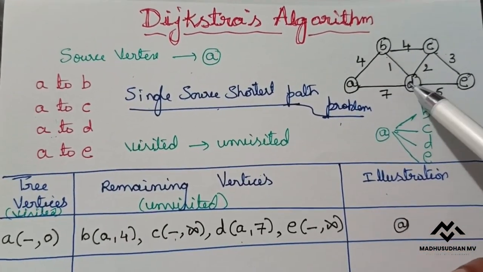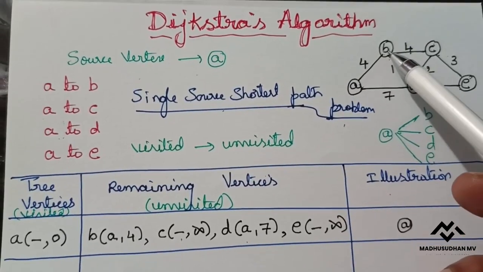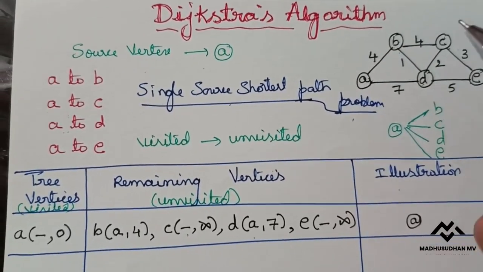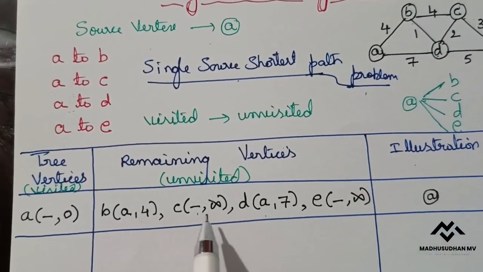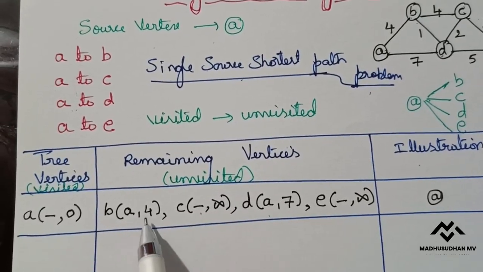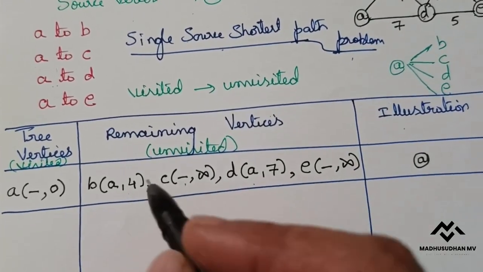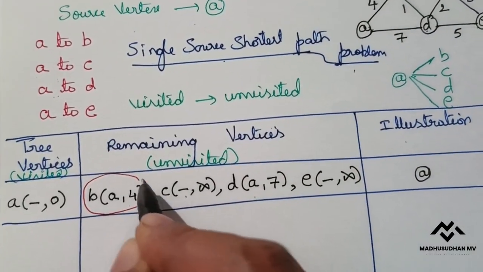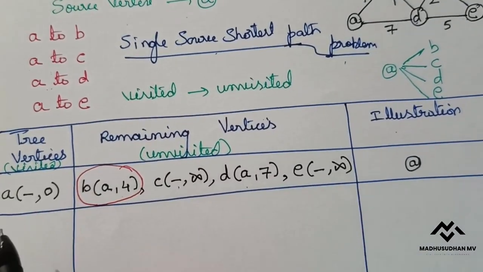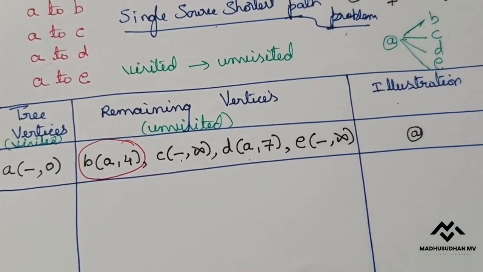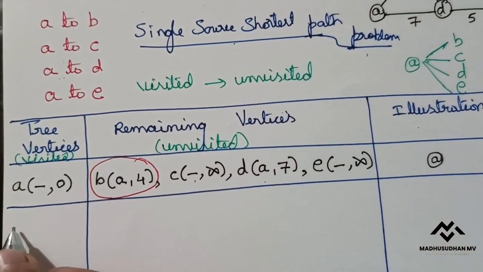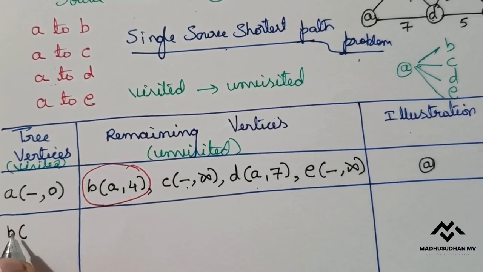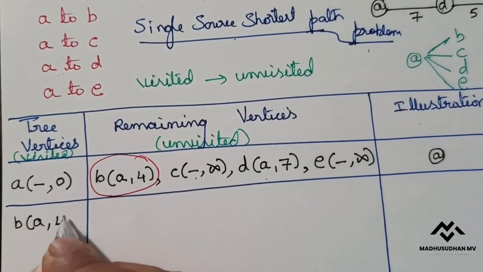So which is at the shortest distance, B or D? B is at distance 4, D is at distance 7. So which is minimum? 4, infinity, 7, infinity, the minimum is 4. So I am selecting this one. That means I decided to move from A to B. So that is the next vertex I selected.